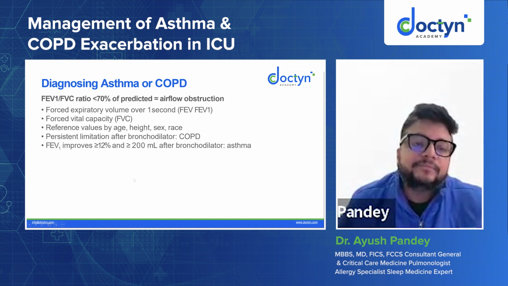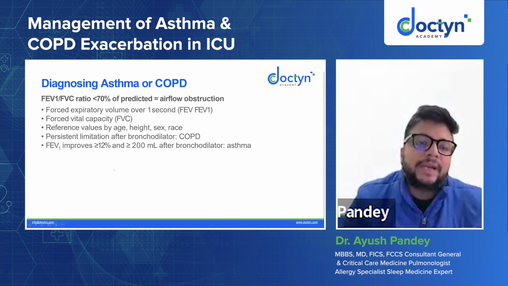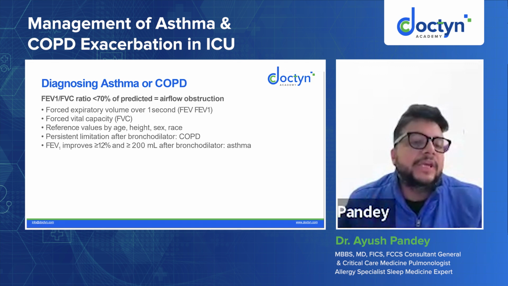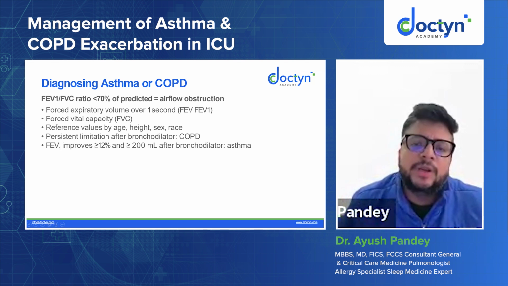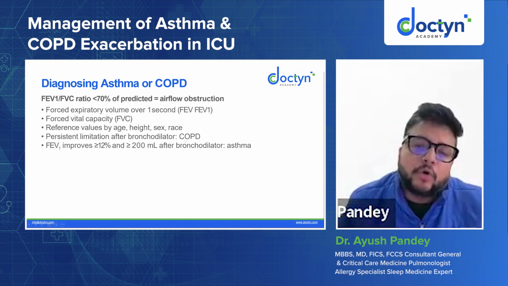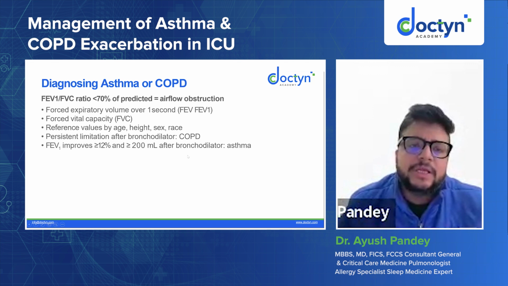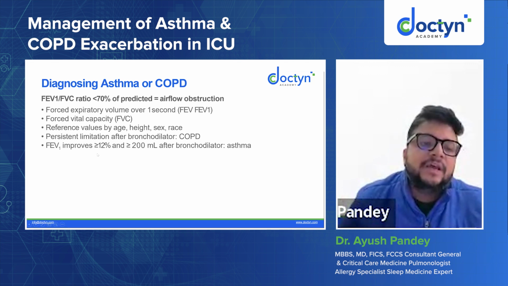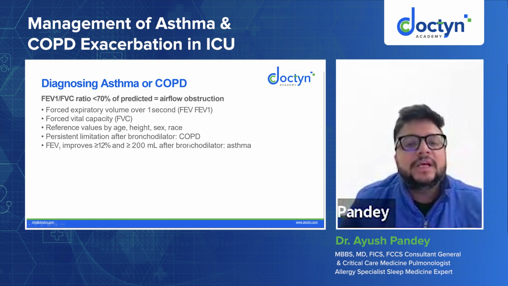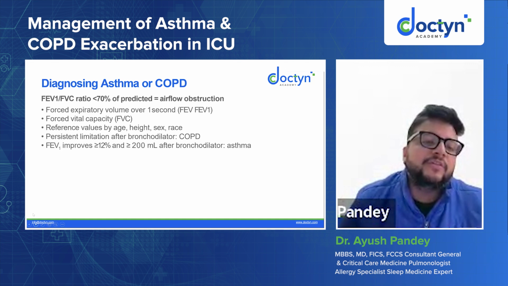So what does that mean? You do a spirometry test before giving any medication. You give a bronchodilator, and especially we give a short-acting bronchodilator like salbutamol or levosalbutamol. And then after giving the bronchodilator, maybe after 2 or 3 minutes, you re-perform the spirometry. So you compare a pre-value versus a post-value. If there is improvement in these values, that means the patient has asthma.